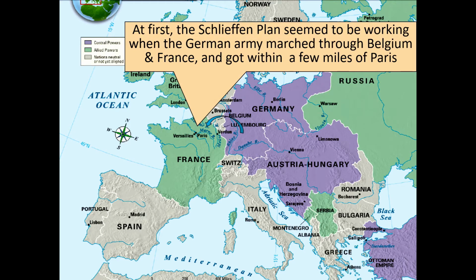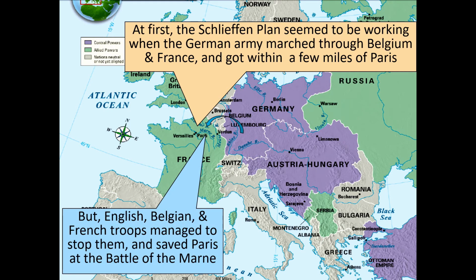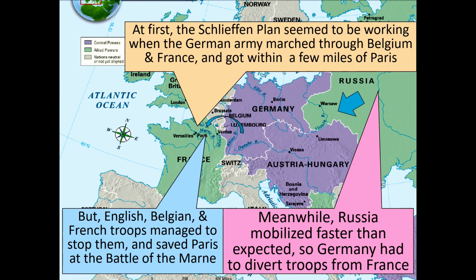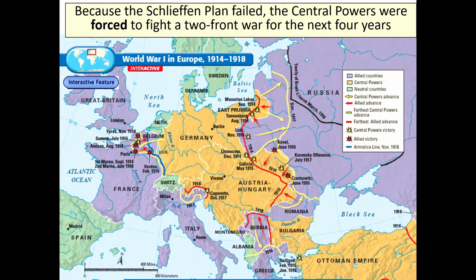At first, when the war started, the Schlieffen Plan seemed to be working when the German army marched through Belgium and France and got within a few miles of Paris. But English, Belgian, and French troops managed to stop them, and they saved Paris at the Battle of the Marne. And you can see the Marne River right there north of Paris. Meanwhile, Russia mobilized faster than expected, so Germany had to divert troops from their French campaign.